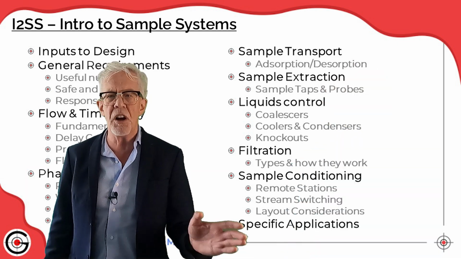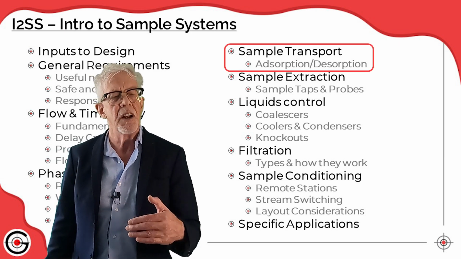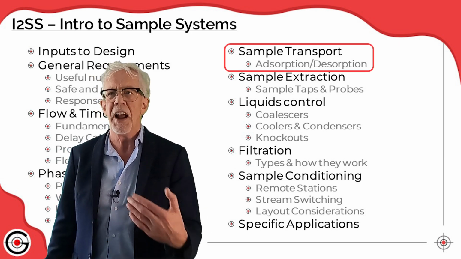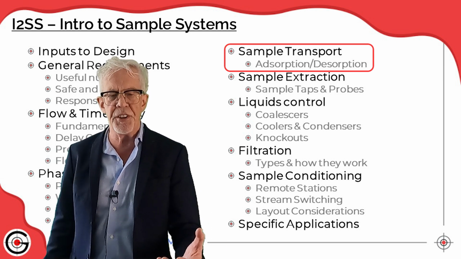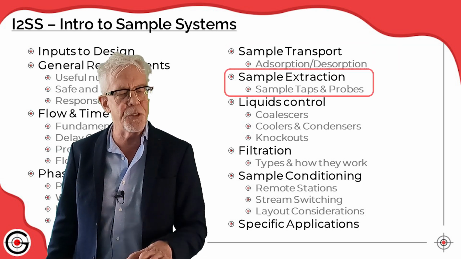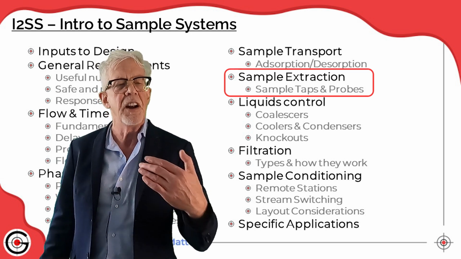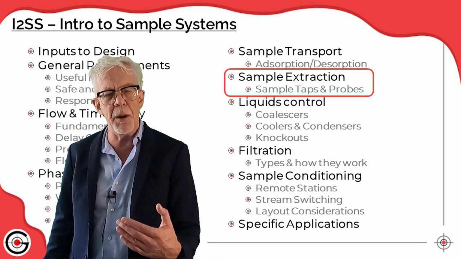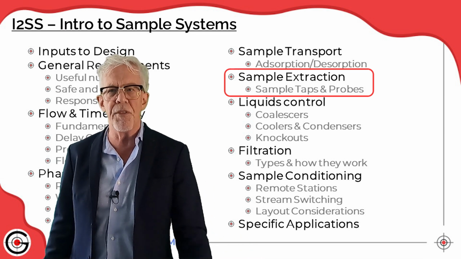From there, we're going to move on to an important subject in sample transport, and we'll spend a fair bit of time discussing adsorption and desorption effects and how that happens on material surfaces and what we can do about it. We'll talk about sample extraction and where we put our sample probes, our nozzles, our sample taps, and how we get a sample out of the process and beginning its route on moving over to the analyzer.